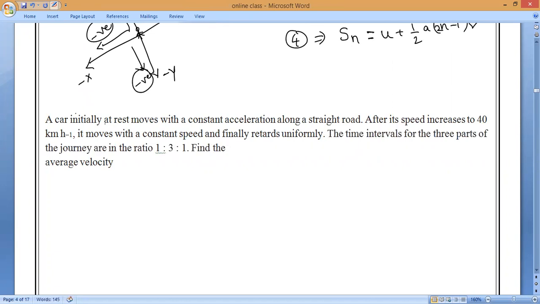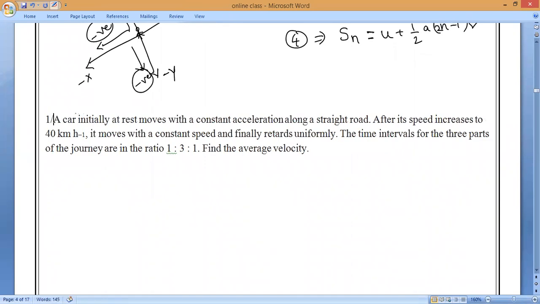Yes, please. This is the first numerical. Harish, ready? Give me the idea how to solve and what we have to do.